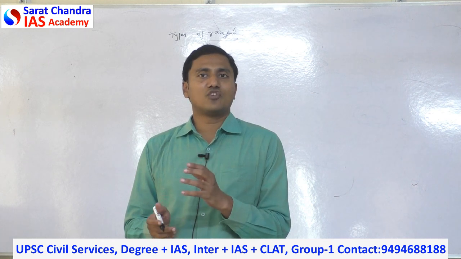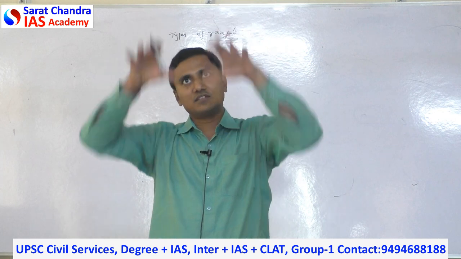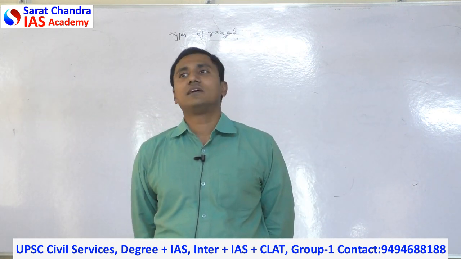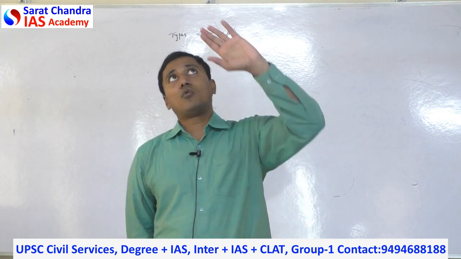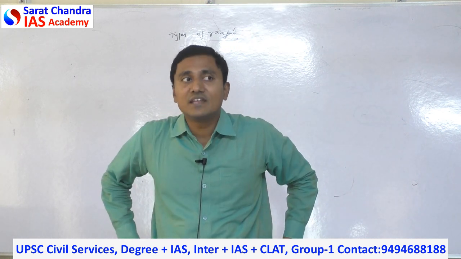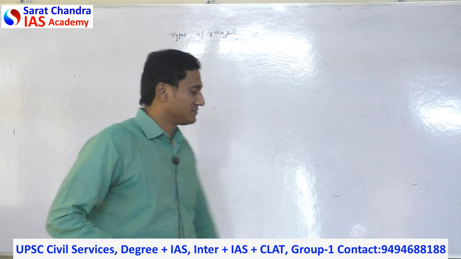Types of rainfall does not mean the rain falls differently. Rain always falls in the same way. When you look at the rainfall, you cannot say which kind of rainfall it is. When you look at the clouds also, you cannot say which kind of rainfall. But how do those clouds form? Based on that, we divide the rainfall into three types. There are three types of rainfall.